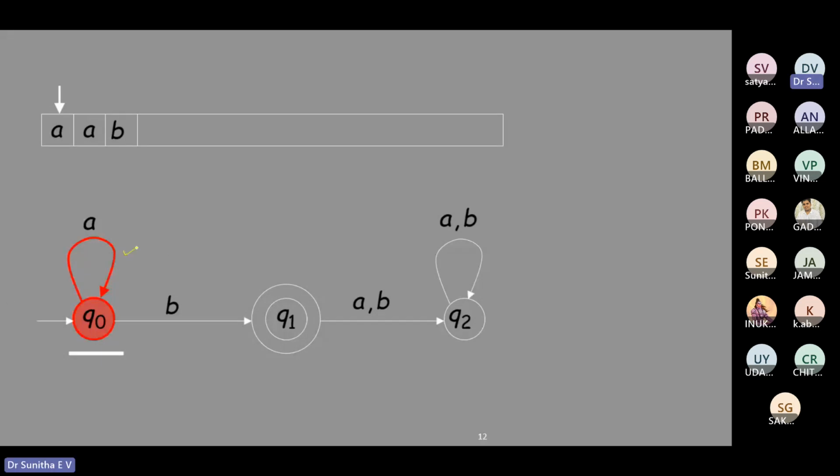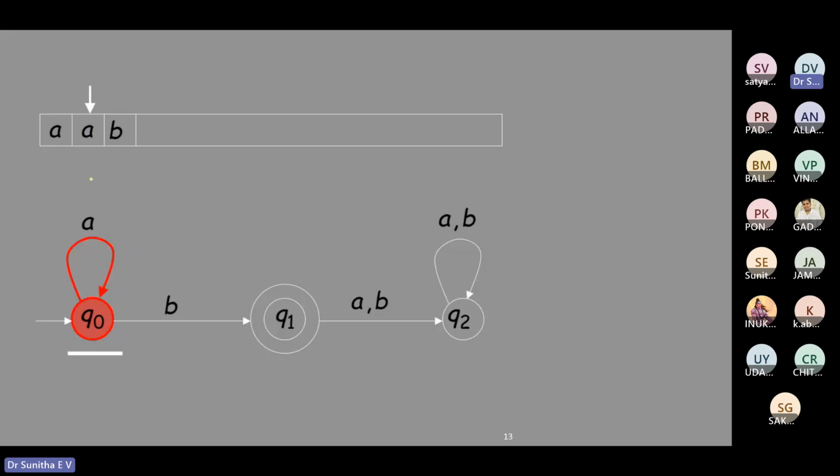When we read the first character A, it takes this transition. That means when the machine is in Q0 and the input is A, we are asked to take this transition. That is the meaning of the self loop: the machine is in Q0 and the input is A, so it will remain in the same state. That is this transition. So we have read the first character. Next we have to take the next character.